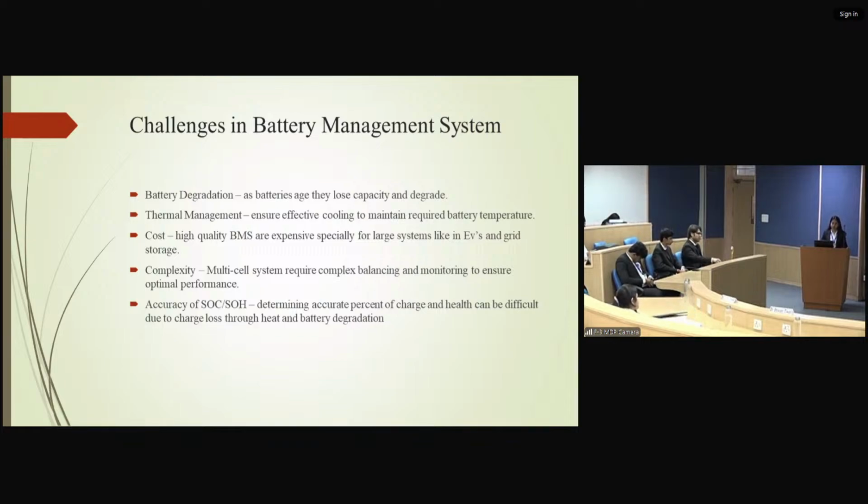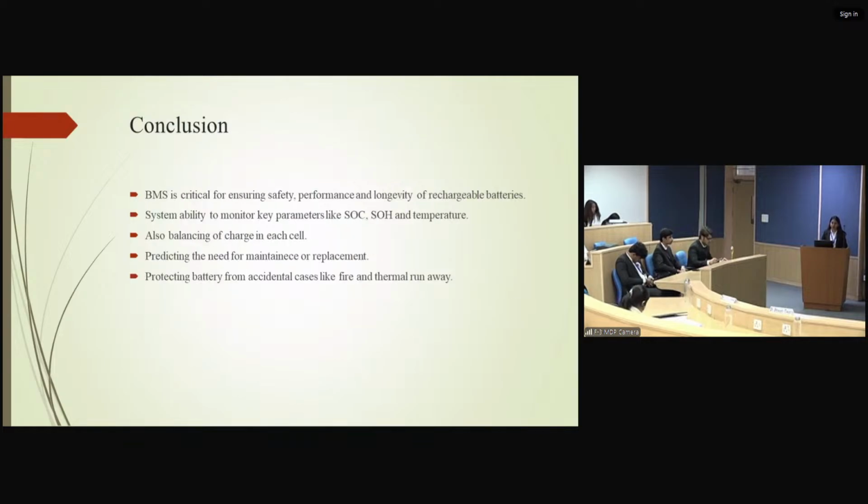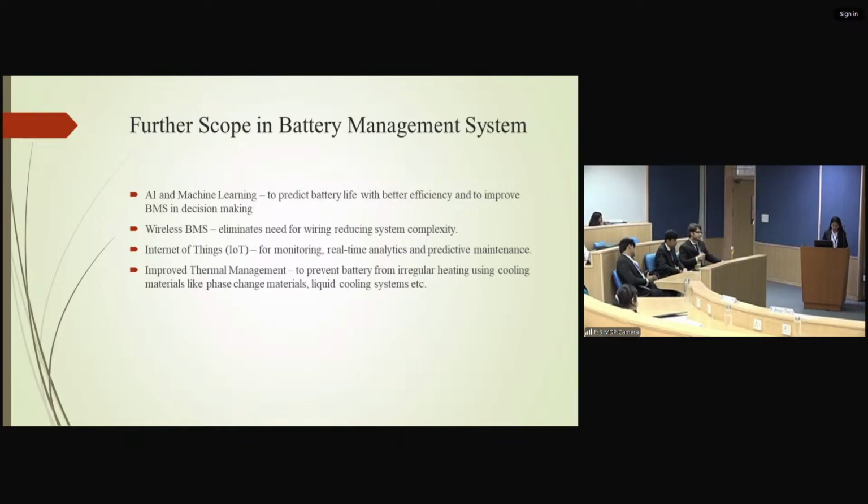And this is the conclusion part, that battery management system is a critical system required for all the rechargeable batteries. It is system's ability to monitor key parameters of SOC and SOH of the battery are very important. And further scope is that we can use AI, machine learning, and all the Internet of Things, all the new methods to estimate better features of the battery.